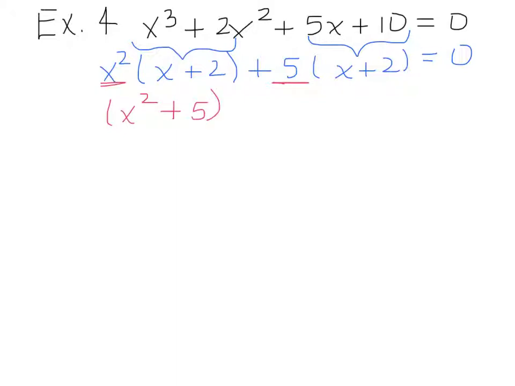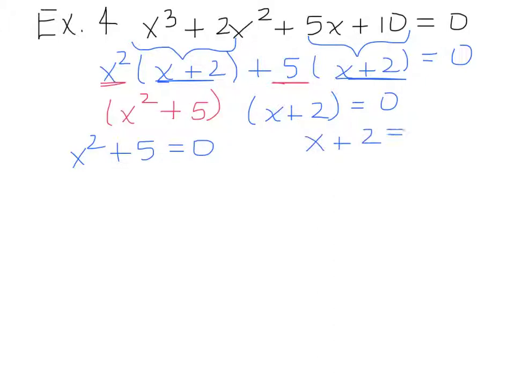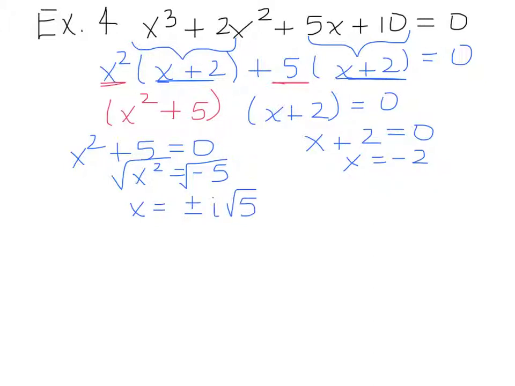And the ones that are in common would be my other factor. And then you just set them equal to 0. So x would be negative 2, subtract 5, remember it's plus or minus i square root of 5.